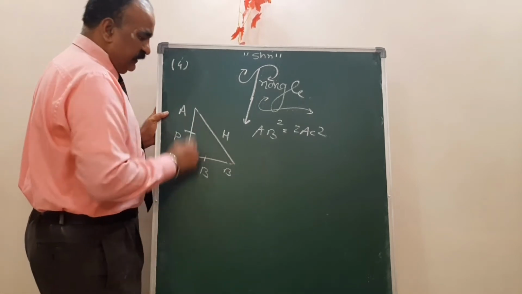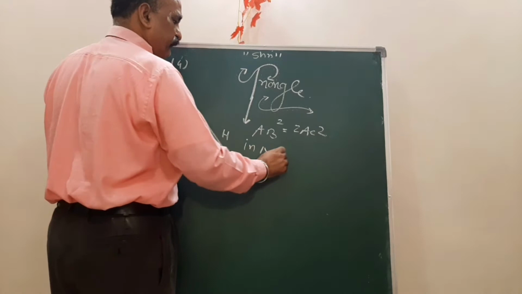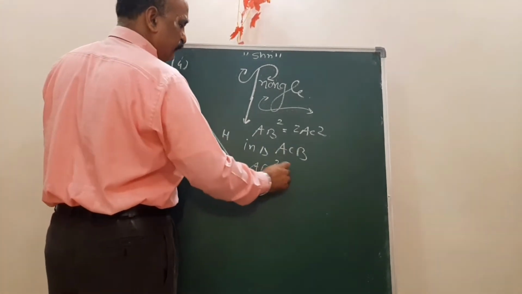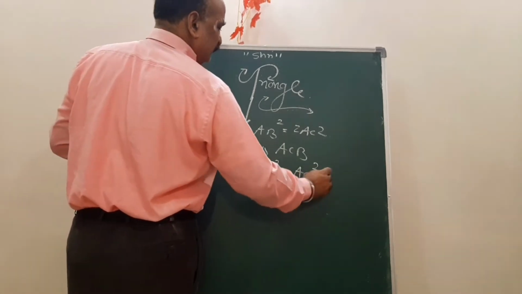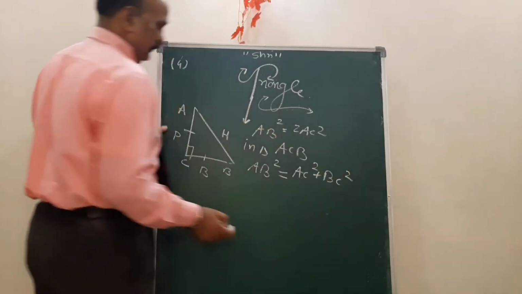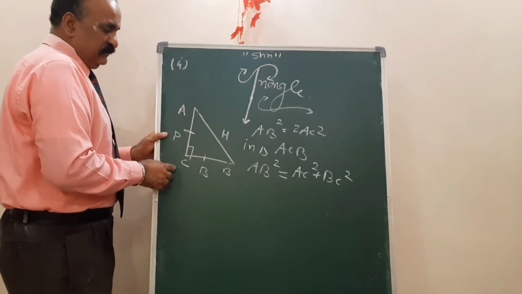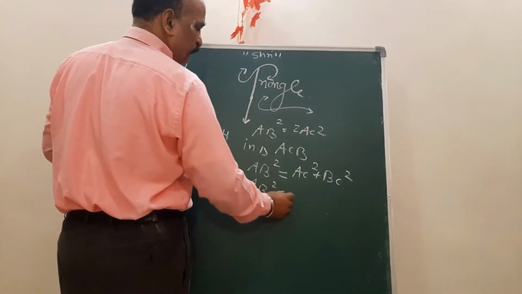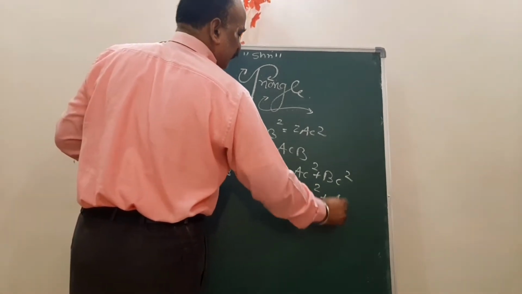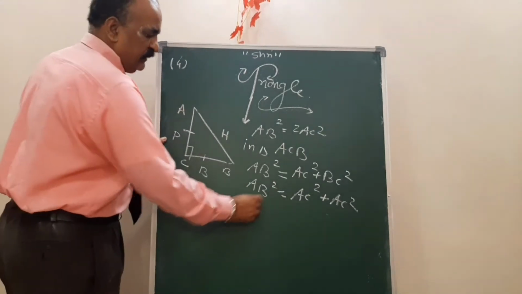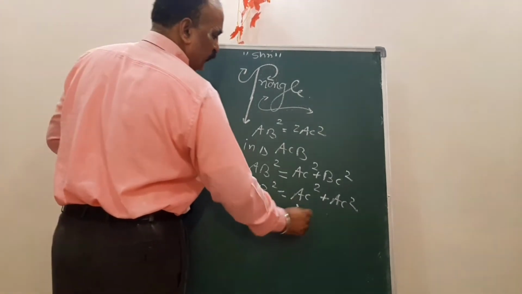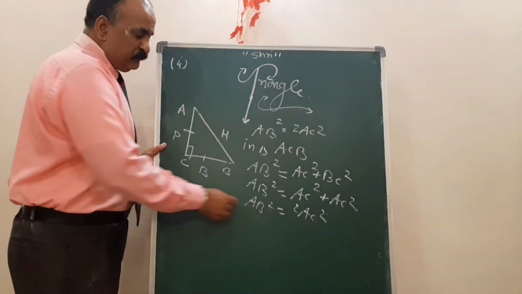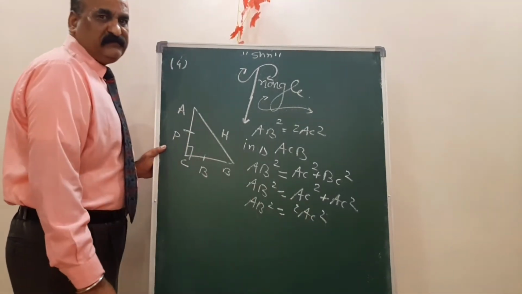It means you will write in triangle ACB, AB square is equal to AC square plus BC square. And AC and BC are equal. So in place of BC you can put here AC. So AB square is equal to AC square plus AC square. It means you can write AB square is equal to 2AC square. I hope this is clear to you.